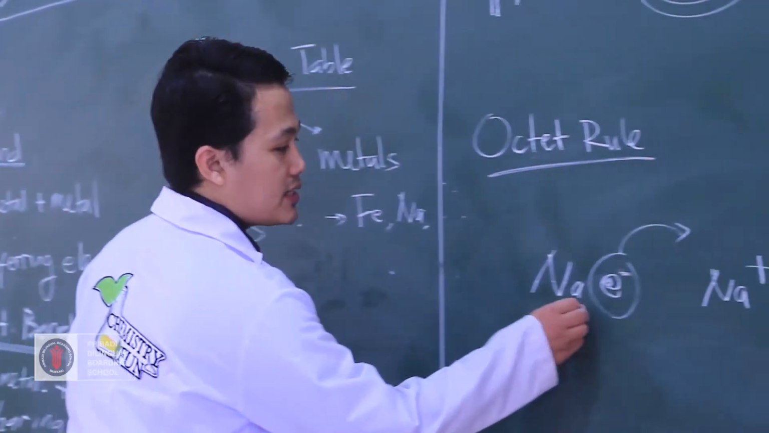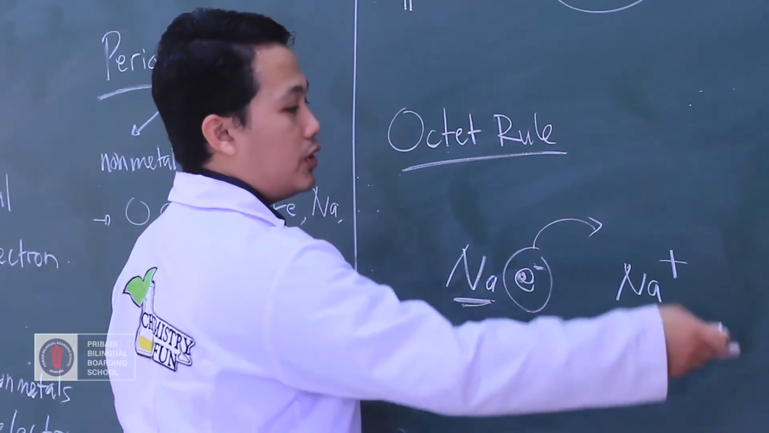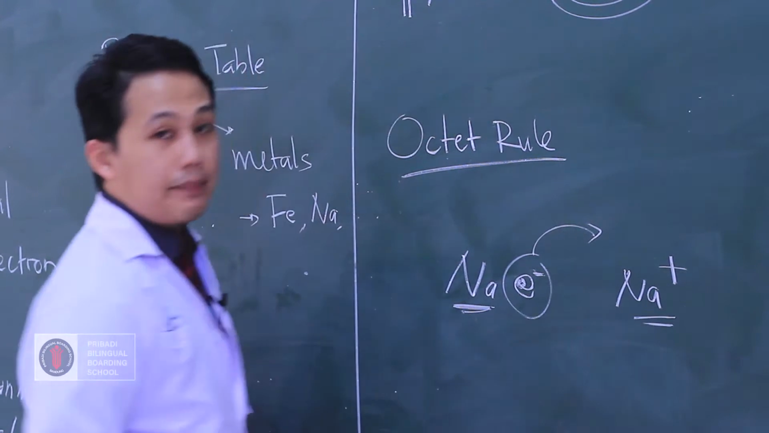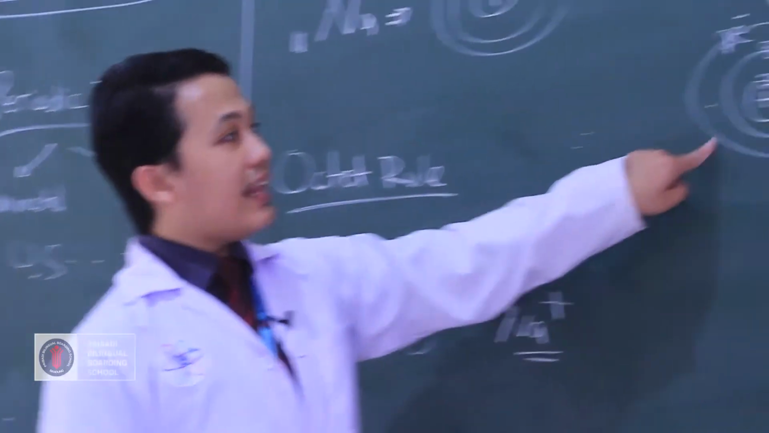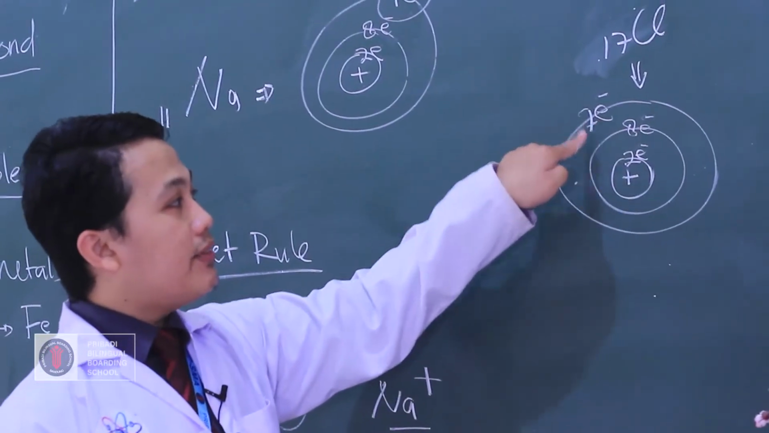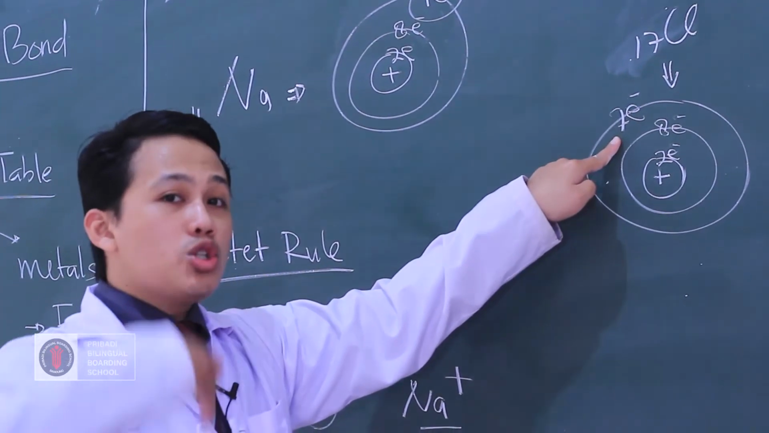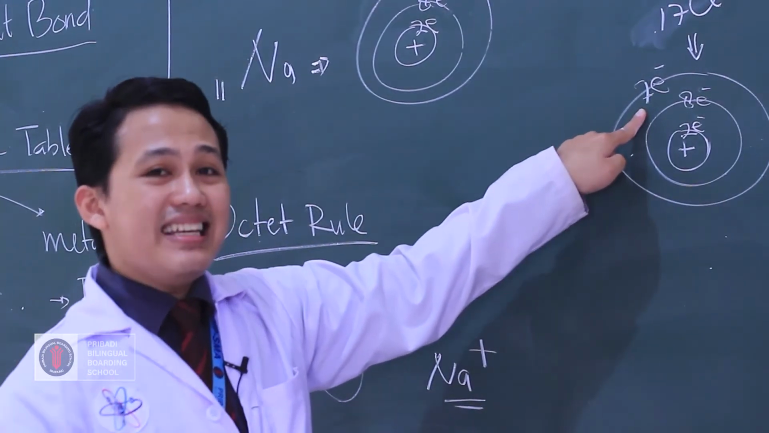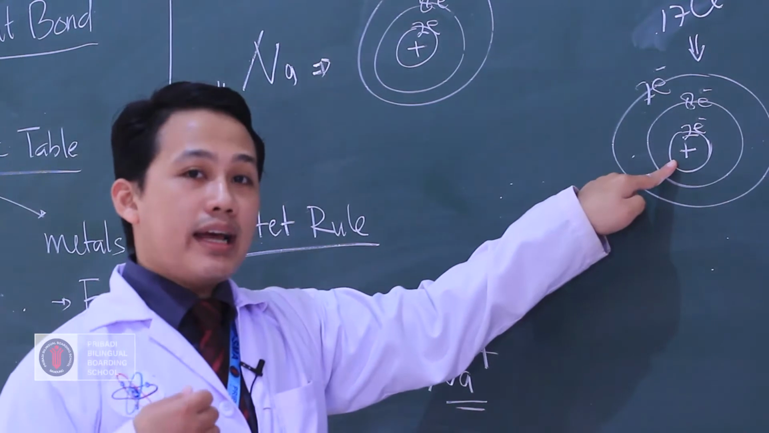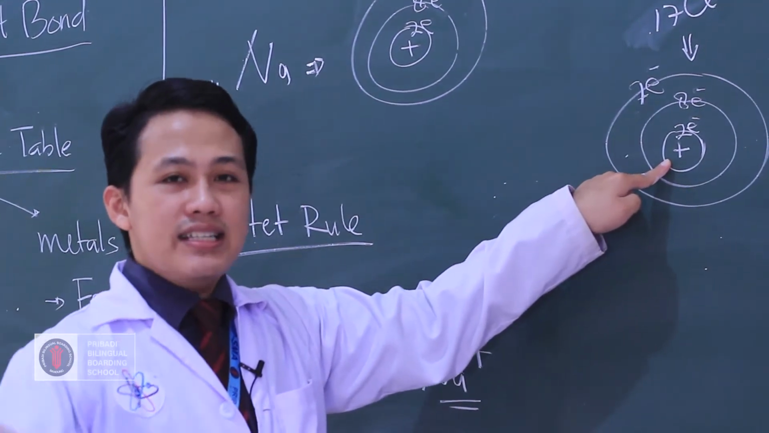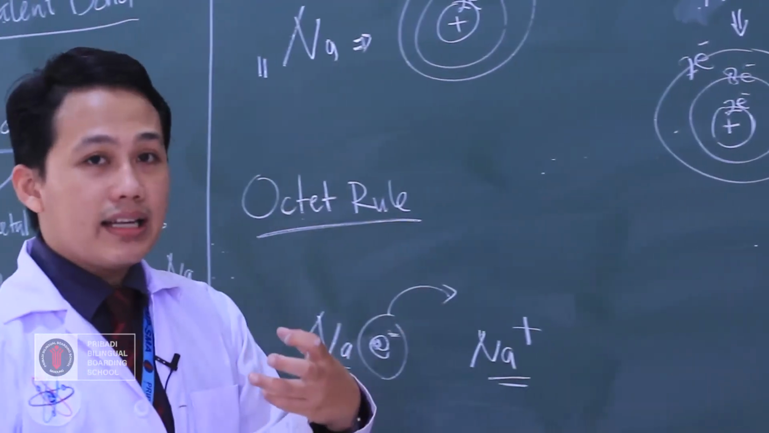Okay, so first it is Na, and then after we lose an electron, we will have Na plus. How about this one, Cl? 2, 8, 7. Is it easy to lose 7 electrons, or is it easy for Cl to gain 1 electron? Of course, it is easy for Cl to gain 1 electron, right?